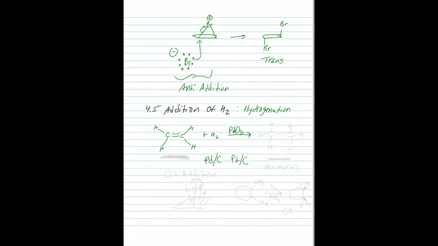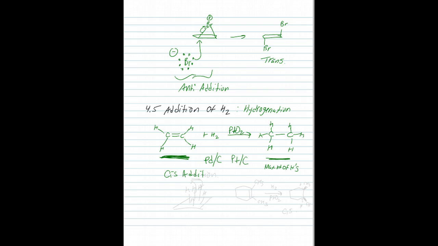Basically, you hydrogenate and you get rid of the double bond. This is what's meant by saturated. We learned about saturated. You're saturating your molecule with the maximum number of hydrogens. You can't saturate any more. You can't add any more hydrogen to it. You've saturated it. That's where the name comes from. And this is a cis addition.